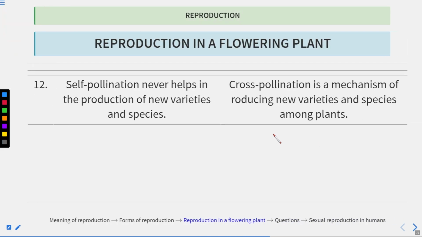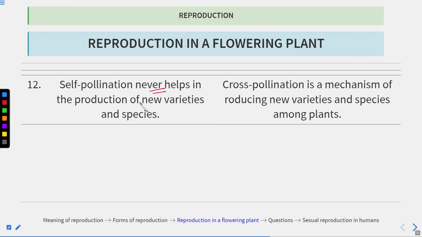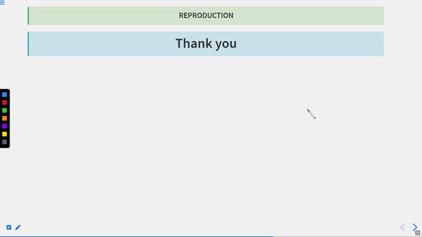Clear? Now the next point: self-pollination never helps in the production of new varieties and species, whereas cross-pollination is the mechanism of producing new varieties as well as species among the plants. So these were some of the differences between self-pollination and cross-pollination.